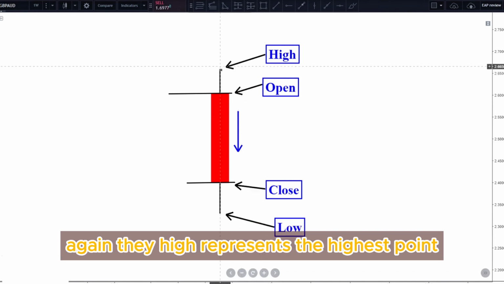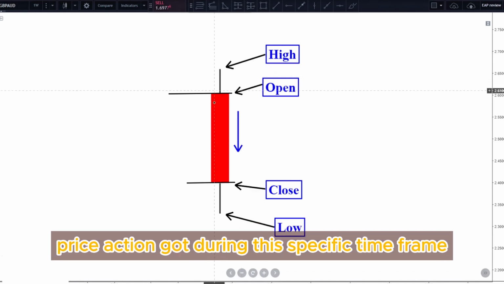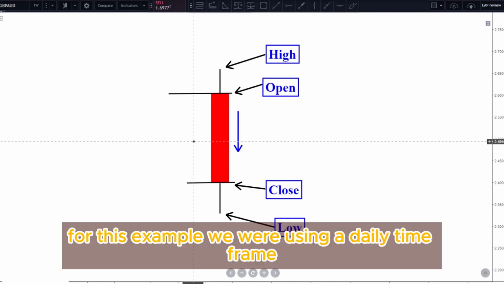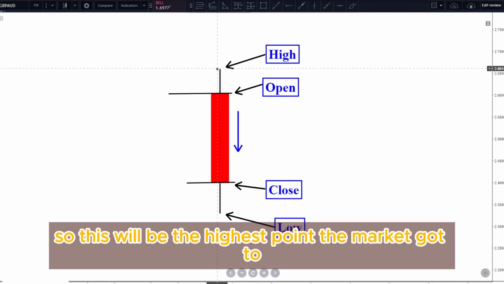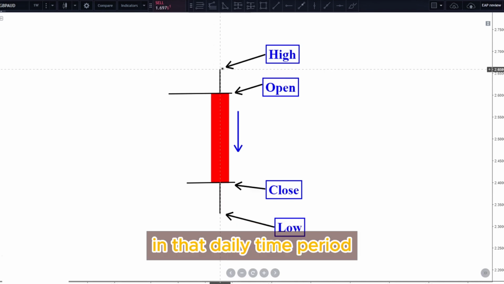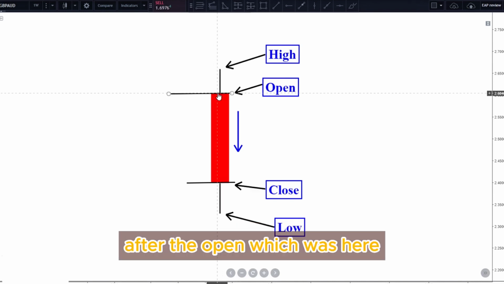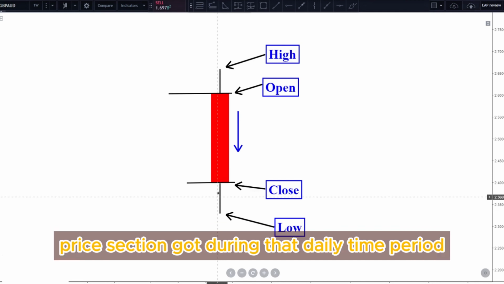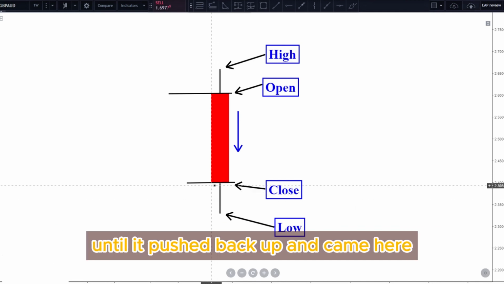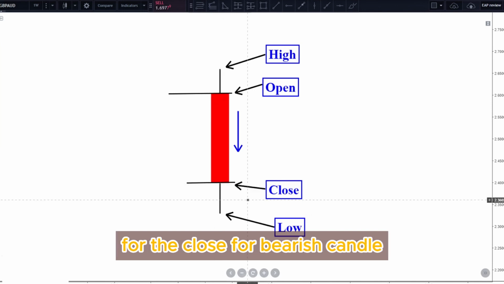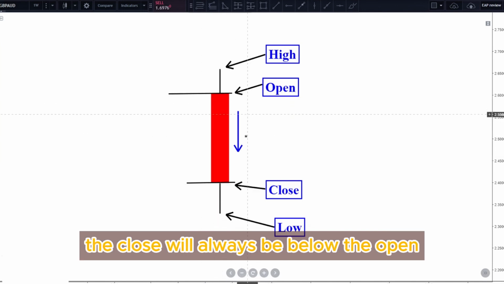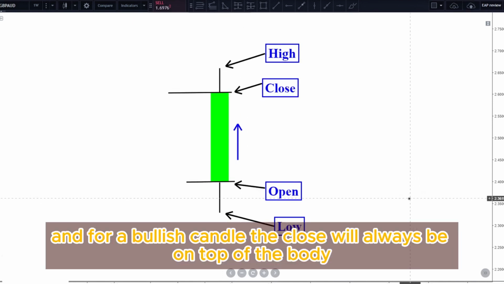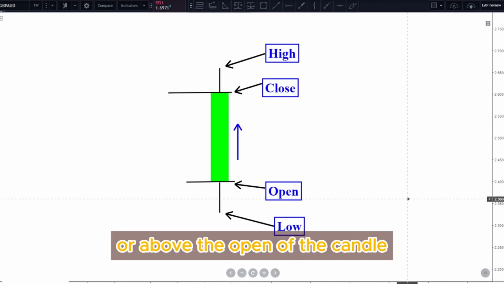Again, the high represents the highest point price action got during this specific time frame. For this example, we were using a daily time frame, so this would be the highest point the market got to in that daily time period after the open, which was here. And this would be the lowest point price action got during that daily time period until it pushed back up and came here for the close. For a bearish candle, the close will always be below the open or on the bottom of the body of the candle. And for a bullish candle, the close will always be on top of the body or above the open of the candle.